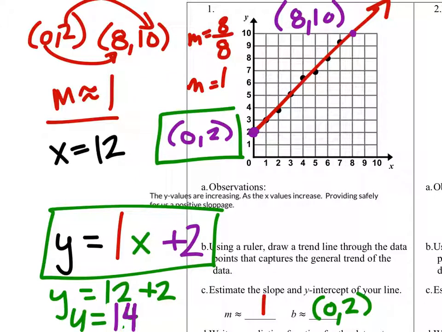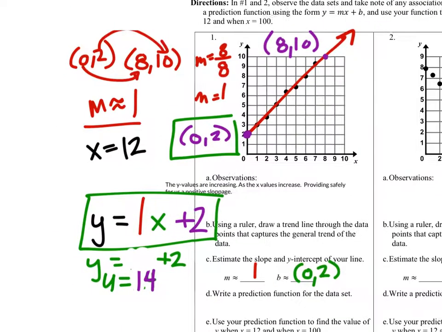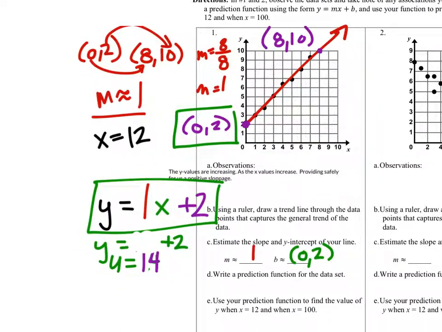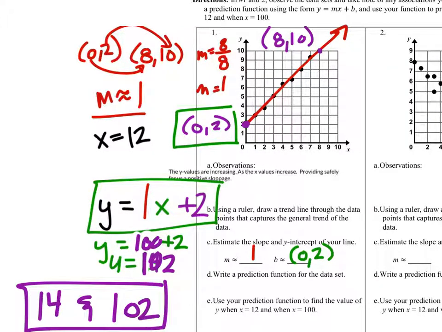All right, the other one it wanted us to do was when x was 100. So let's replace x then with 100, and then predict what the y will be. Well, what's 100 plus 2? 102. That may come as a surprise, but those are the two answers for that. When x is 12, y was 14. And when x is 100, y was 102. So this is the answer for part E. We got the prediction function, we got the estimated slope and y-intercept, and we have the observations in the drawn line.